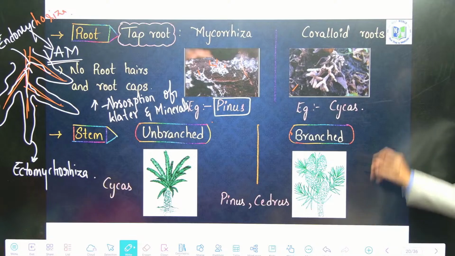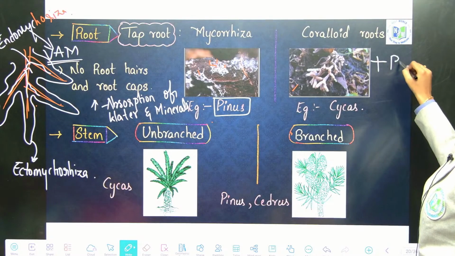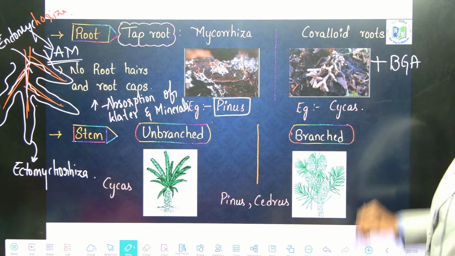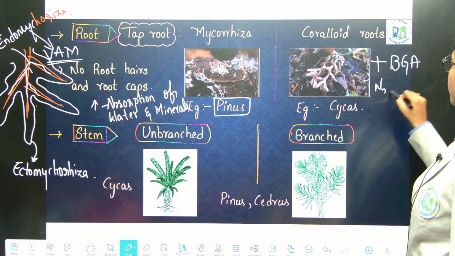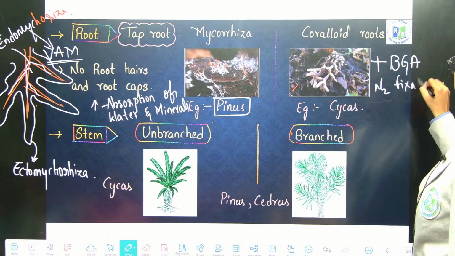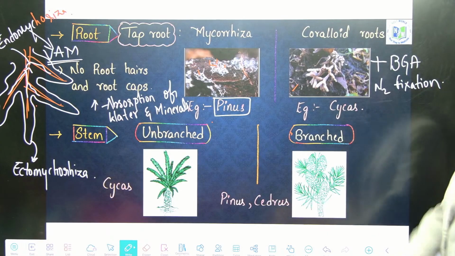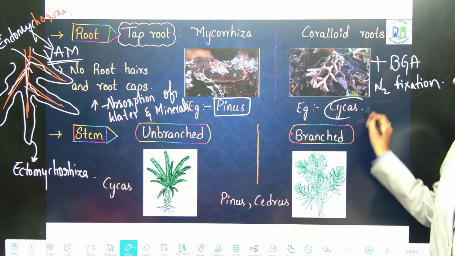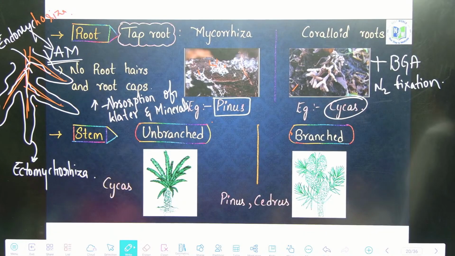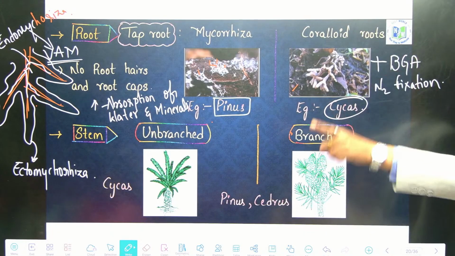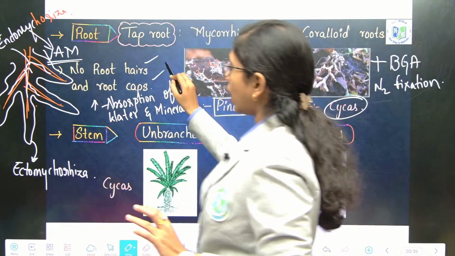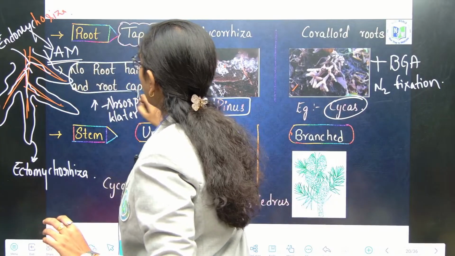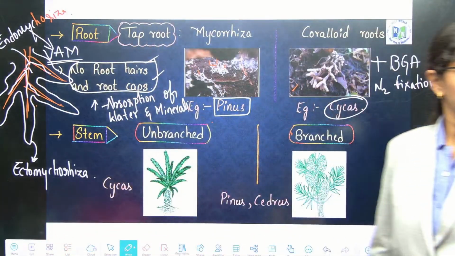Next, coralloid roots. What are they associated with? Blue-green algae or cyanobacteria. What is the purpose of this association? Nitrogen fixation. Coralloid roots are observed in Cycas. Clear about the root system? As they are associated with fungi or blue-green algae, what is absent? There are no root hairs or root caps.